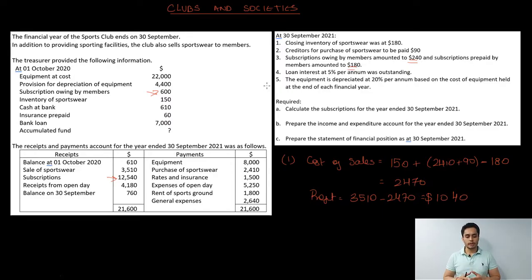Rent of sports ground, there is no closing adjustment, no opening adjustment. So 1,800 directly in the income and expenditure account. Same for general expenses, directly in the income and expenditure account, 2,640. Apart from this, if I go to my adjustments, my fourth adjustment says loan interest at 5% was outstanding. We need to provide accrued interest of 5%. In the opening assets and liability section, I can see my bank loan was 7,000. So my interest expense or interest accrued for the year would be 5% of $7,350.